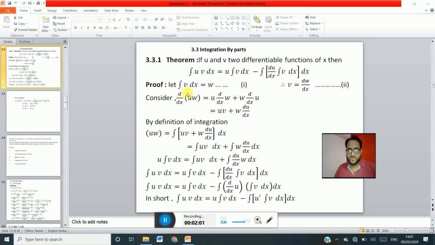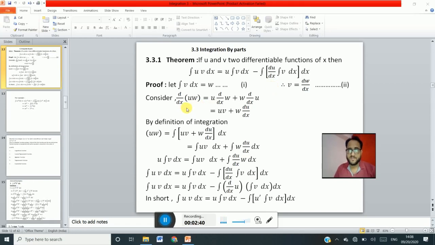See, first of all, to prove it, let integration v dx equal w. If we consider that the integration of v is equal to w, then according to the definition of integration, the derivative of w is v, or v equals the derivative of w with respect to x. This is according to the definition of integration. Here we will consider the derivative of u into w, which is the product rule.